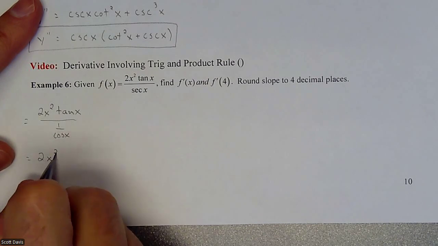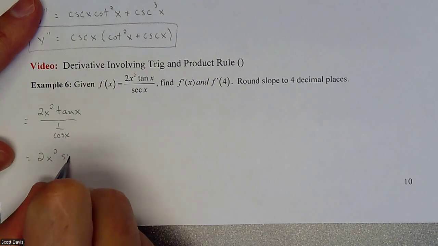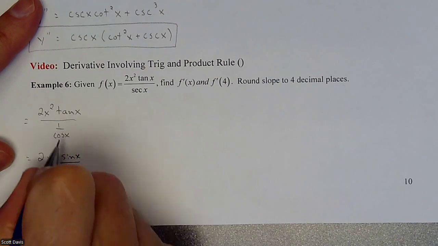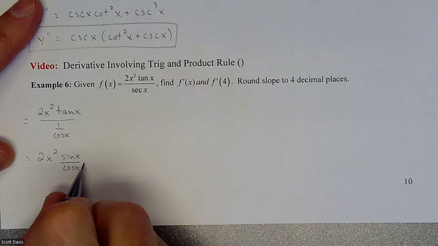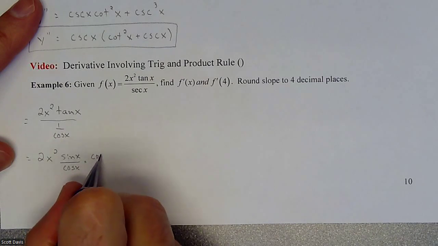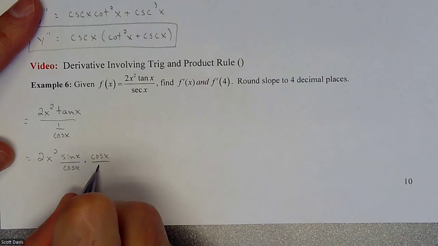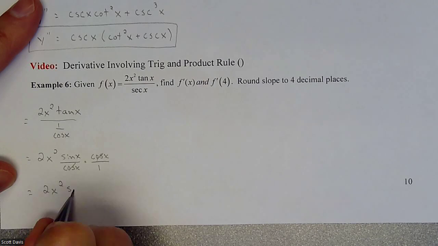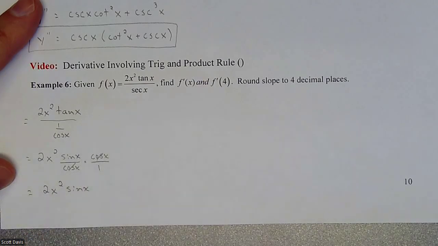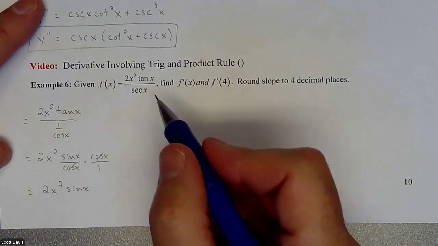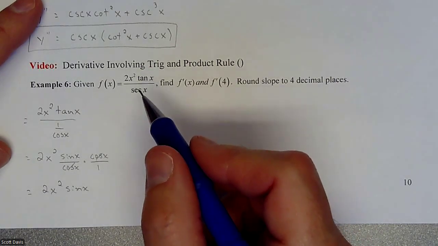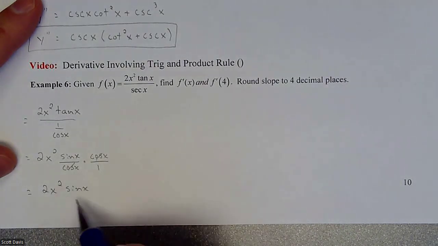So if I rewrite tangent into sine over cosine, and then instead of dividing by 1 over cosine, I can multiply by its reciprocal. Cosines go away, and I now am actually doing a 2x squared sine x, which is something that's definitely easier to do the derivative. I don't have to do a quotient. I don't have to do tangent. Tangent is more complicated at a derivative, and so is secant. So this is much nicer.